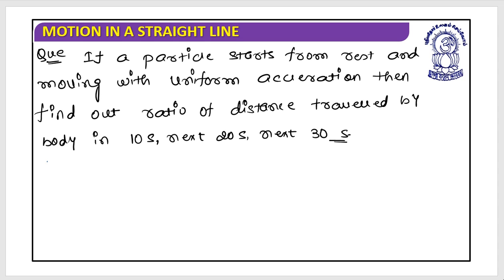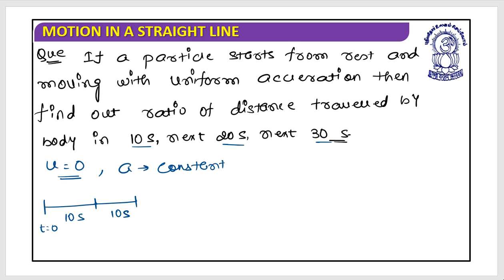Look at this. They have given me that u is equal to 0. One more thing, acceleration is constant, but in this case time is not same. It's a 10, it's a 20, it's a 30. But can I arrange this somehow so that time looks like same? So let's have a look. This is t equals to 0, this is 10 seconds. Now next 20 seconds, so this is again 10 seconds, again 10 seconds. Now it is a next 30 seconds, 10, 10, again 10.